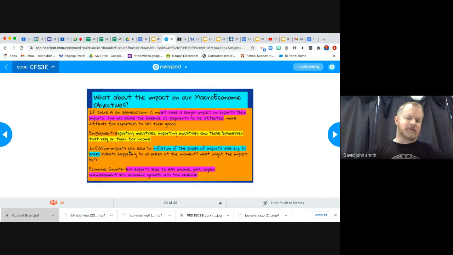Now, this next one's a bit tricky, because if imports rise in price, it could actually lead to inflation. One of the classic examples is oil prices, okay? At the moment, oil prices are actually falling, but very quickly, they could turn around the other way and go up, in which case, if we're importing a lot of oil, we might end up actually importing inflation.